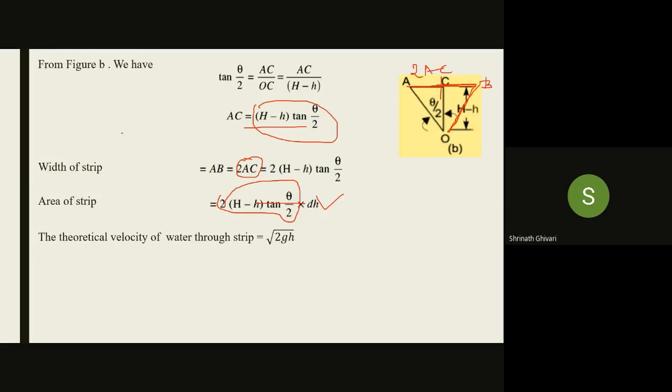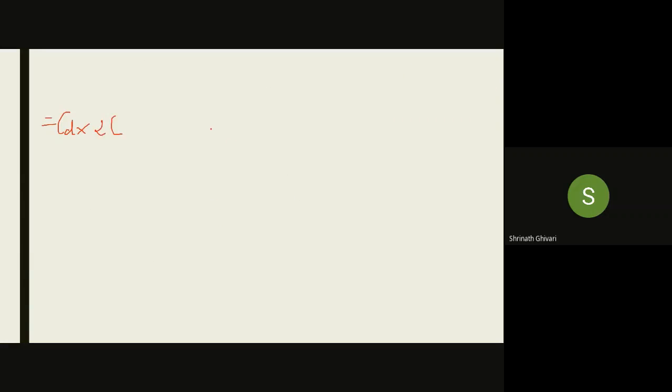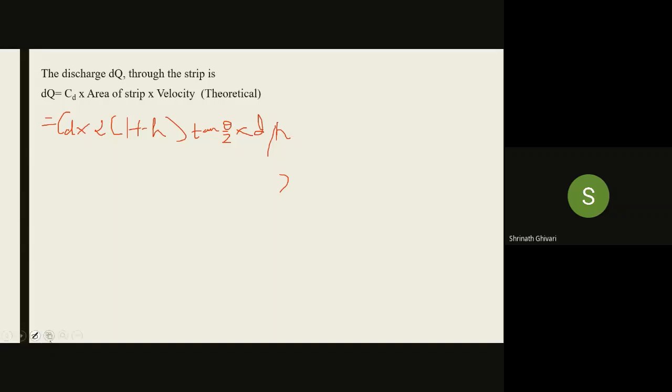Now substitute the values and tell me the answer. What will be the Cd value? We have to see that it is a constant. Area of the strip is given as 2 into H minus h tan theta by 2 into dh, into what is the theoretical velocity? Wait.